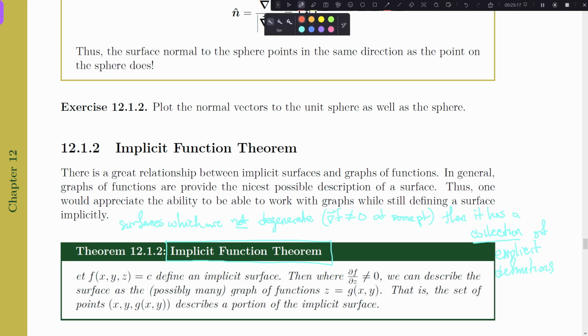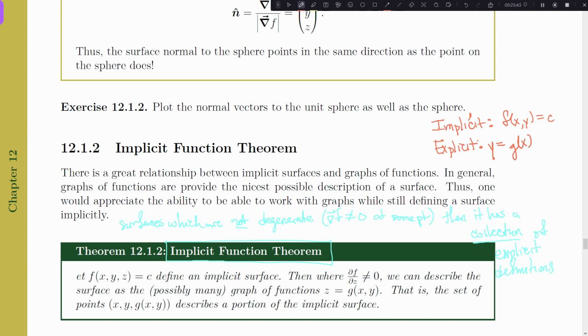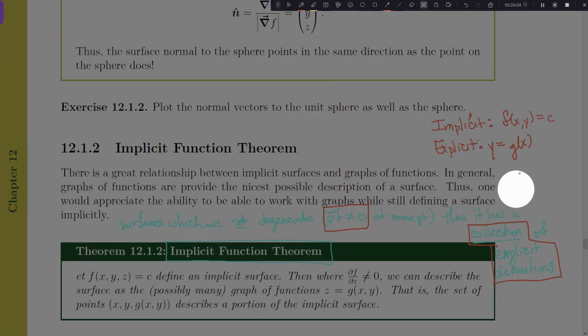Okay, so recall the difference between my implicit. Implicit was something like f of x, y equals a constant. Explicit was something like, if I can spell, y equals g of x. Okay, so if the gradient of f is non-zero, then I can at least find a collection. I can't necessarily get the entire surface as one explicit function, but I can get a collection of explicit functions. Okay, that means a collection of functions which can be solved for either of the two variables. So let's just say solving for y. I can get a collection of functions which I solve for y, which together, when I combine the whole collection together, gives me the whole surface.